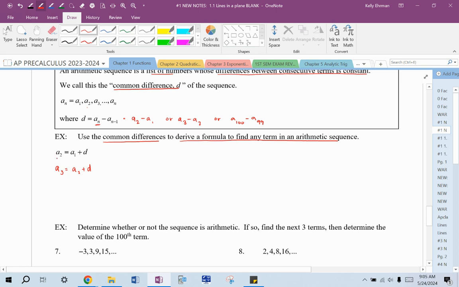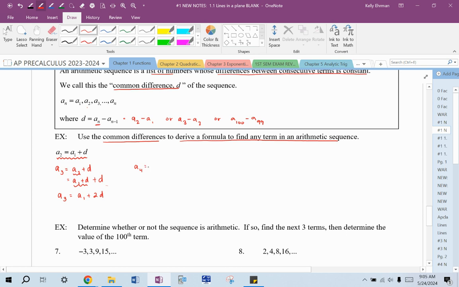Let's use some substitution. The second term is also A1 plus D. So let's say instead of A2, A1 plus D. So I just subbed out A2 with that expression. And then let's clean this up. So the third term should be the first term plus 2 times D. And let's do this for a few terms until we kind of see a formula popping up. So, all right, what would the fourth term be?